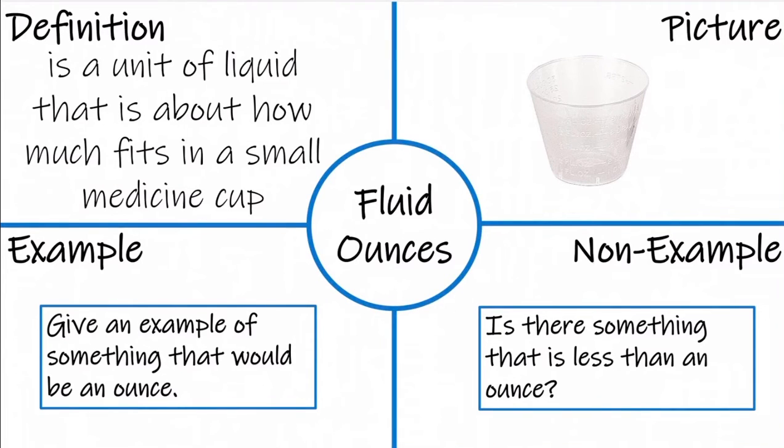Fluid ounce. I have a picture of a medicine cup. These are those cups that they give you when they give you medicine so that you can measure it. Usually those measuring cups have the metric system and U.S. Customary Capacity. I have like 1,000 of these, so that's what I picture. I'm going to give an example of something that would be an ounce. That's like medicine, right? You would take probably an ounce of medicine.